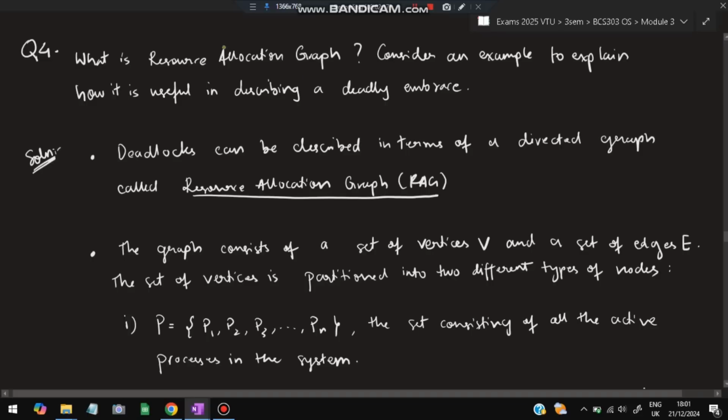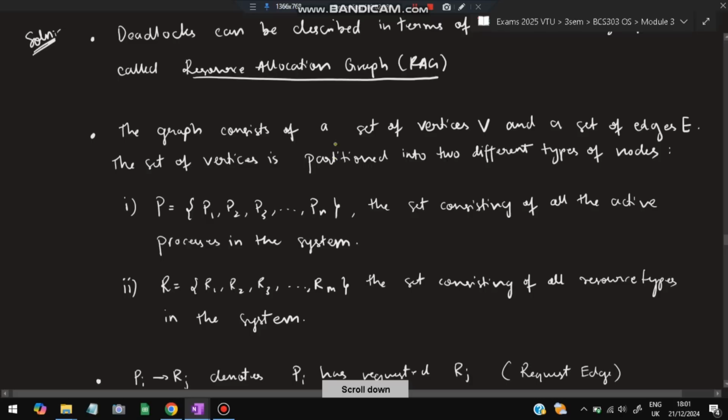Okay, so basically, what is resource allocation graph? Deadlocks can be described in terms of directed graph called resource allocation graph. Okay, so how do we depict it? Okay, before that, a few key terms are there.